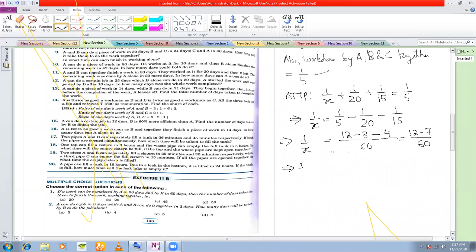That means 1 by X is equal to 5 by 60. You cancel this. So you get 1 by X is equal to 1 by 12. That means X is equal to 12 days. So in how many days will C alone do it? C alone will be able to finish the work in 12 days. Any questions?